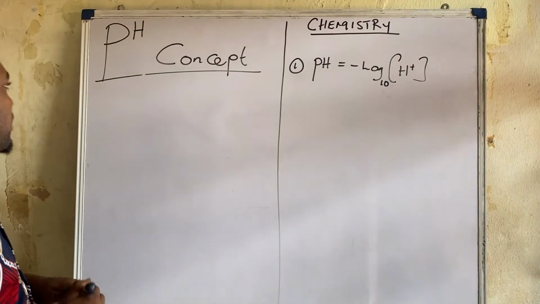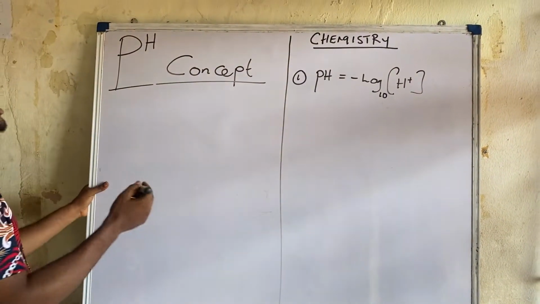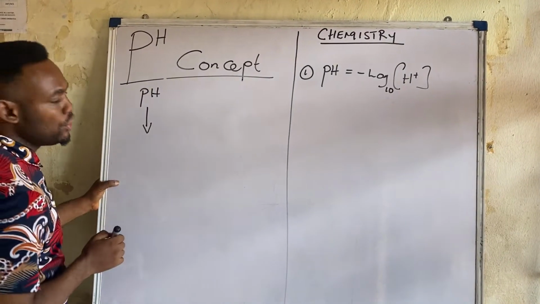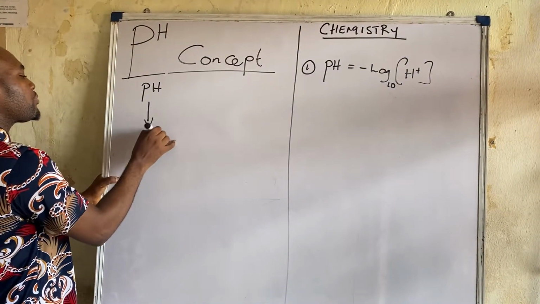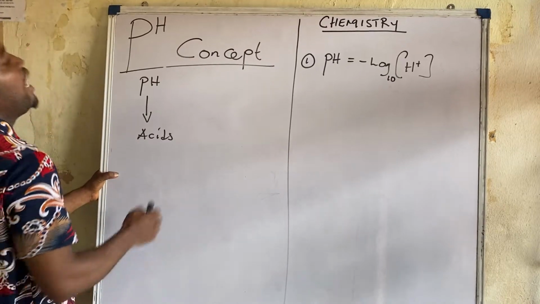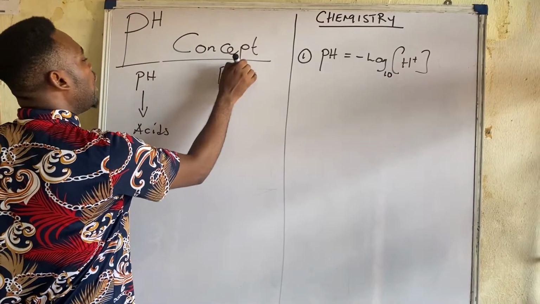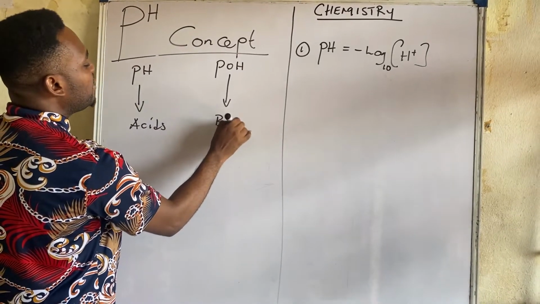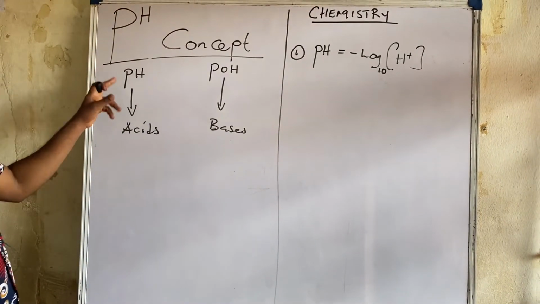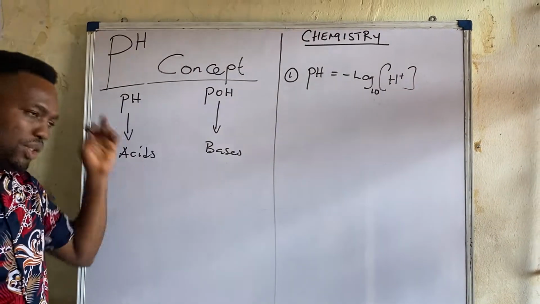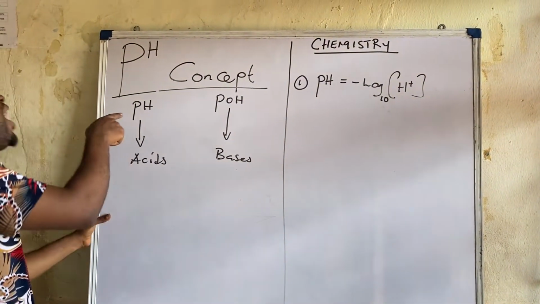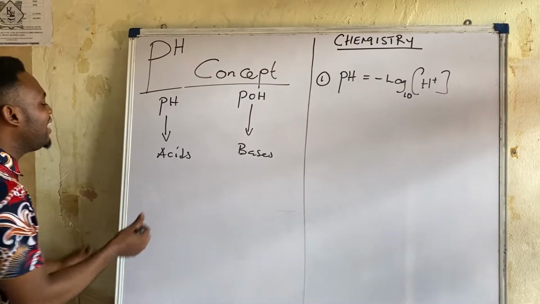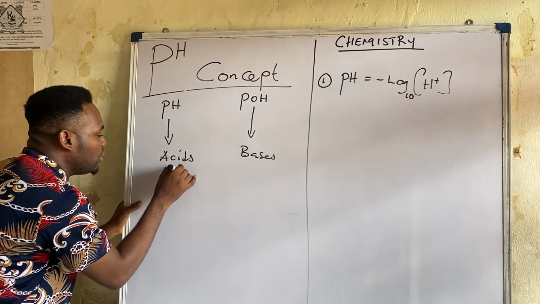You know that when we discuss pH, that term is used for acids. It is important to know that. And when we discuss pOH, this term is used for bases. pH is used for acids, while pOH is used for bases. And when we discuss pH, what is involved is the hydrogen ion concentration.